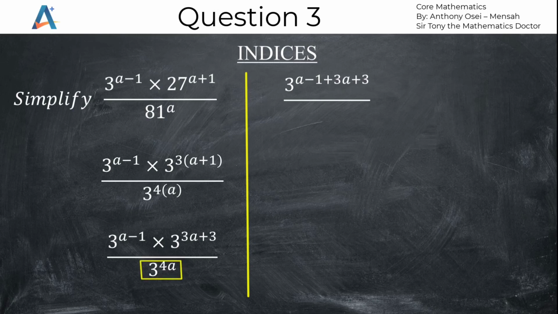Let me repeat the denominator because I'm not using it in the procedure now. So 3 raised to the power 4a. Now let's proceed to simplify the powers at the numerator level. So at the numerator level, we simplify the powers at this part of my solution. Still base 3.